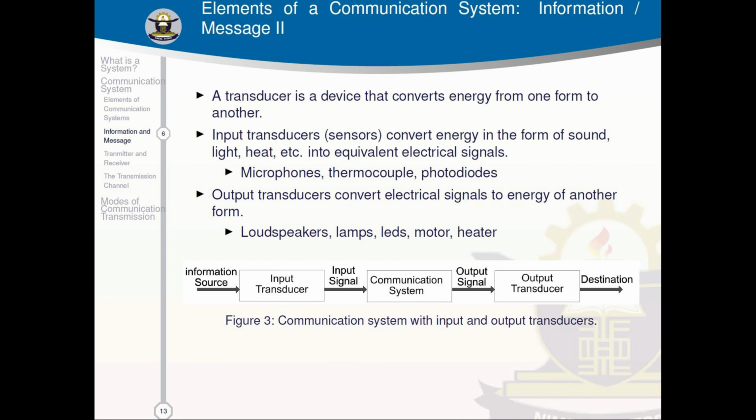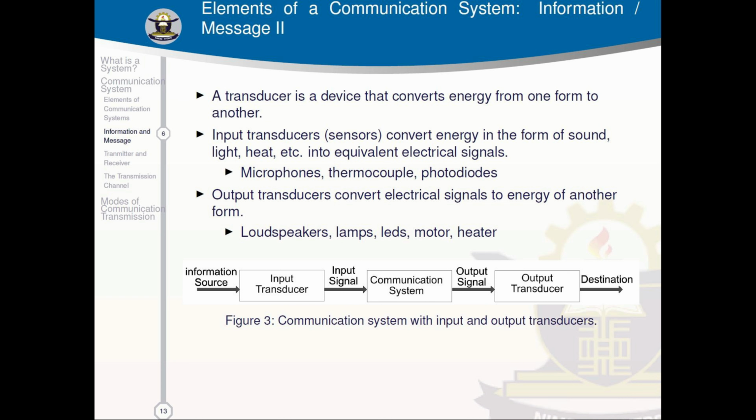So the information from the source can be converted to electrical signals using transducers, and can also be converted from the electrical form to a form that can be appreciated by the users, also using transducers. So we have input transducers and output transducers. Whereas the input transducers convert energy in other forms to electrical form, the output transducers convert energy from electrical form into other forms. So a transducer is just a device that converts energy from one form to another.